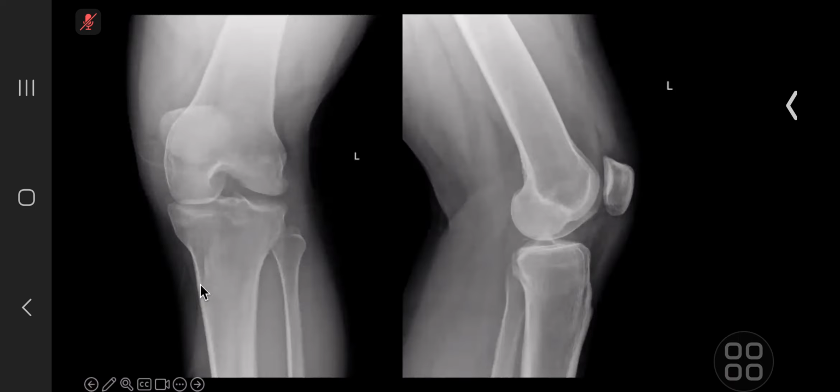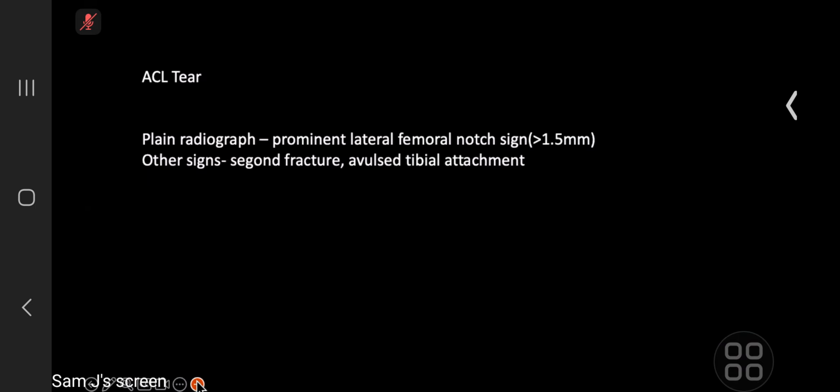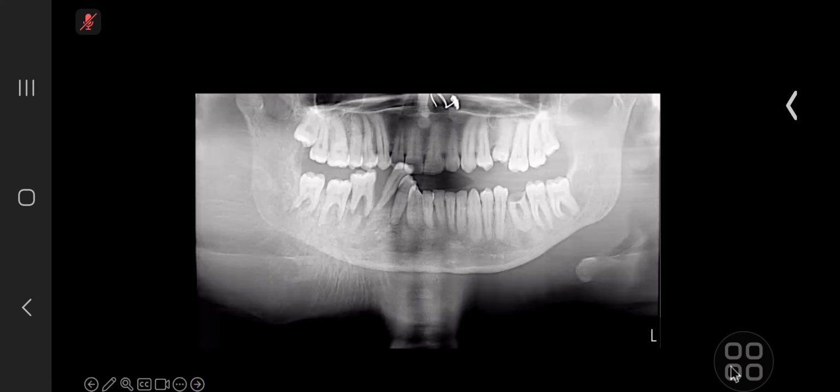So with just a plain radiograph, the case is to show you that you have to be very careful and measure this line, especially on the lateral view. That can give you a clue. All right. Next case.